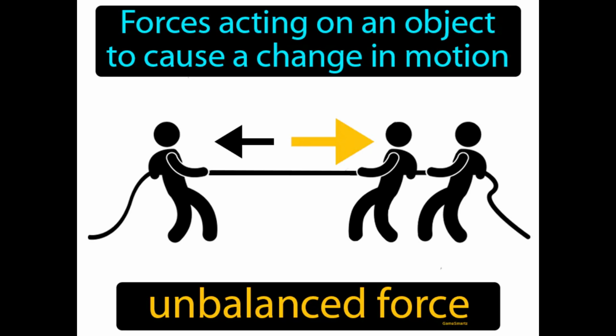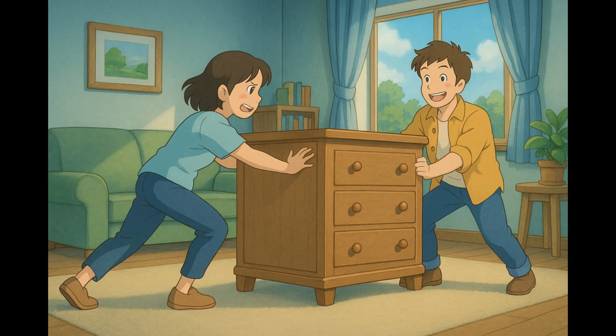Forces acting on an object to cause a change in motion. Unbalanced force. An unbalanced force occurs when different forces on an object are not equal, causing the object to move. Imagine trying to move a heavy piece of furniture across a carpeted floor by yourself.